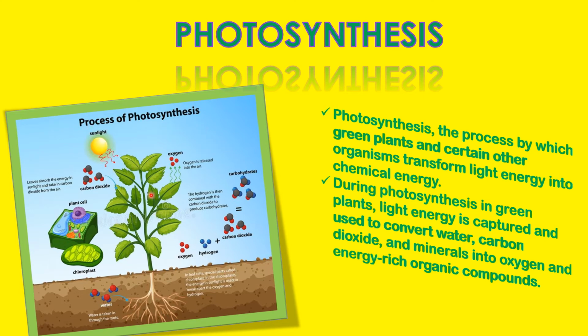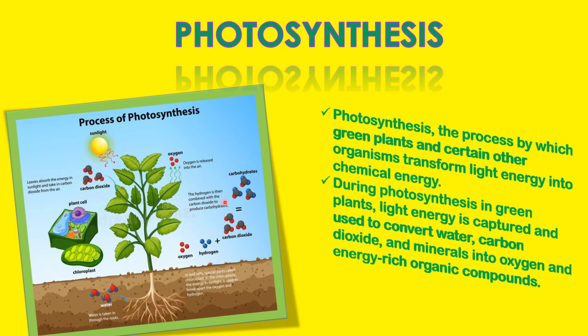Process of photosynthesis. See, this is the green plant. This is root. This is stem. These are leaves. Now, this is sunlight. Leaves absorb the energy in sunlight and take in carbon dioxide from the air. So, these are the molecules of carbon dioxide. Next, oxygen is released into the air. These are oxygen molecules.